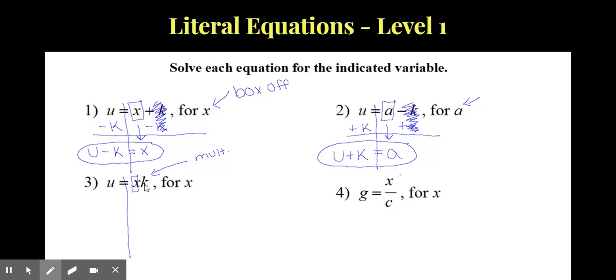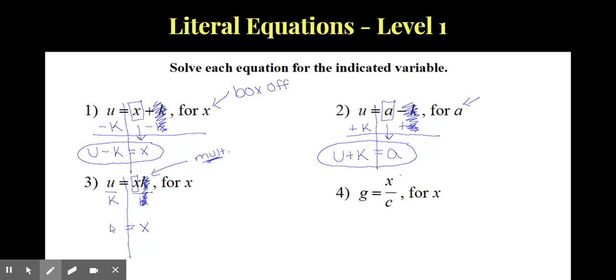Outside of the box, I have a k. And remember that k is being multiplied. So I need to use inverse operations to undo times k. The opposite of multiplying by k is to divide by k. So I'm going to divide both sides of the equation by k. That'll make these k's cancel out, so I'm going to scratch those off. I'm going to drop down the x equals.